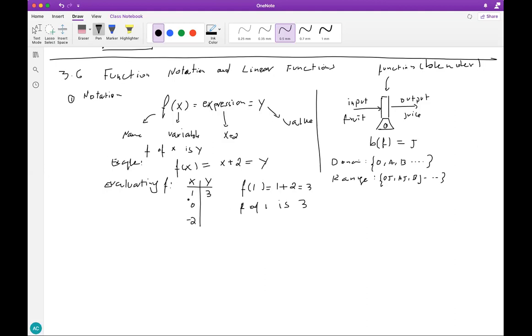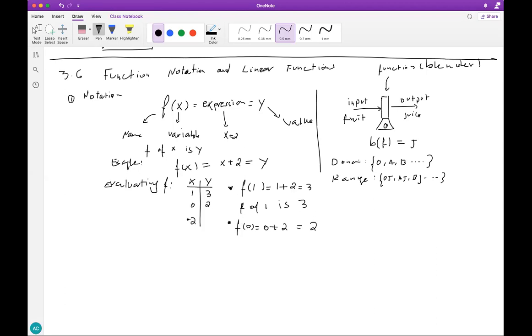And so on. Now we're going to do f of 0. Let's evaluate the other number, f of 0. Same thing. We're going to plug the 0 into the function, replacing all the x's with that 0. So it's going to be f of 0. We're going to put 0 here, plus 2. So 0 plus 2 is 2. So f of 0 is 2. We're going to put 2 here.